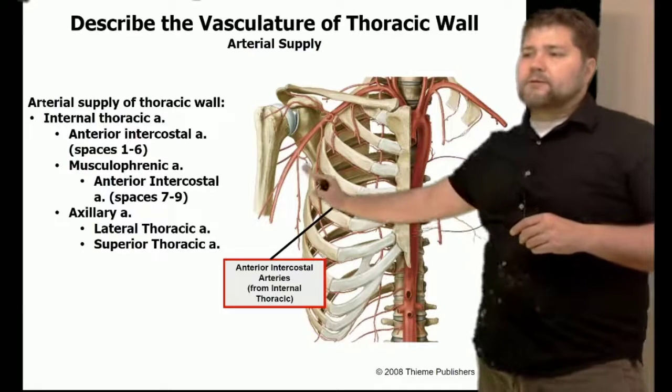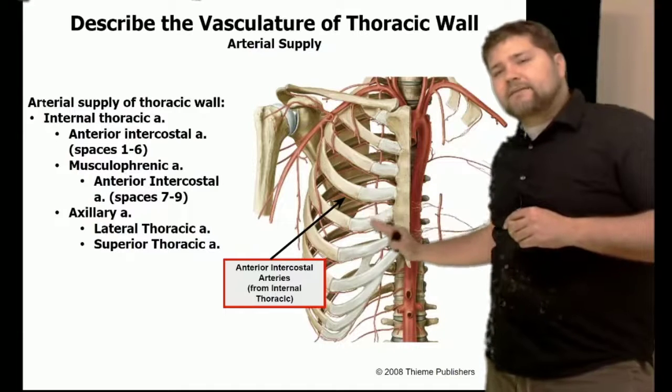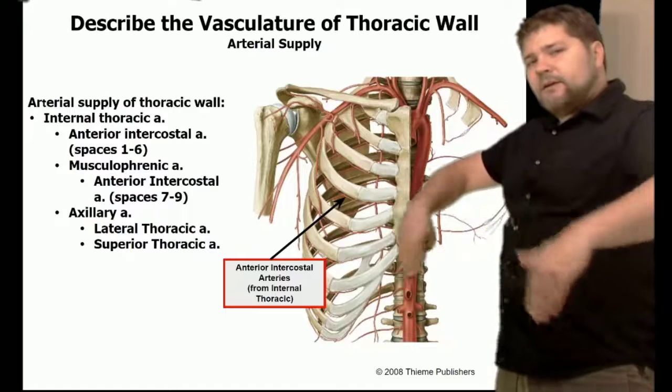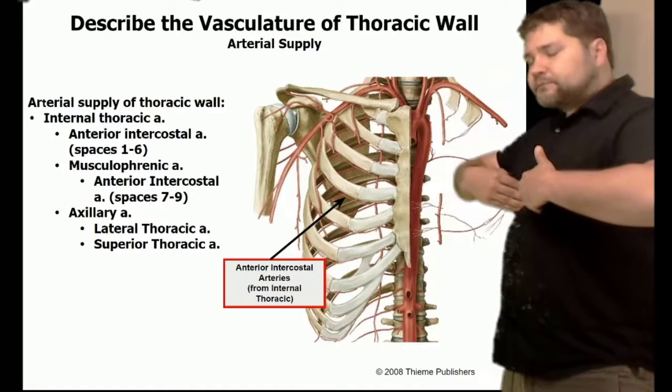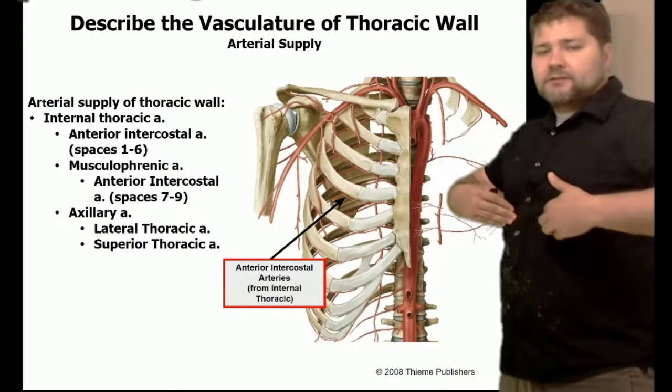So we talked about that when we were looking at vessels. And so spaces 1 through 6 are all internal thoracic, and then after that, right about rib 6, when we start seeing the costal margin kind of separate out, and we have the musculophrenic, that's when we have the remaining anterior intercostals being supplied by that musculophrenic artery.